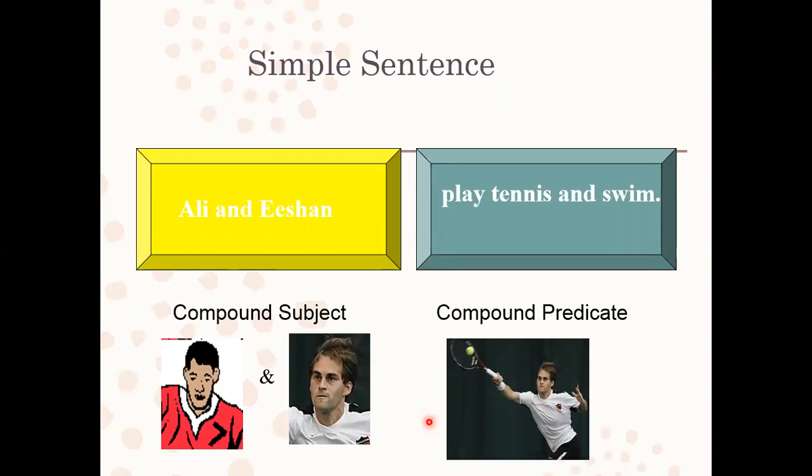So in this way, we can make the third structure of the simple sentence. In the first structure, we discussed one subject, one predicate. In the second structure, we discussed two subjects, compound subject, and one predicate. In the third, compound subject and compound predicate. Ali and Ishan play tennis and swim.